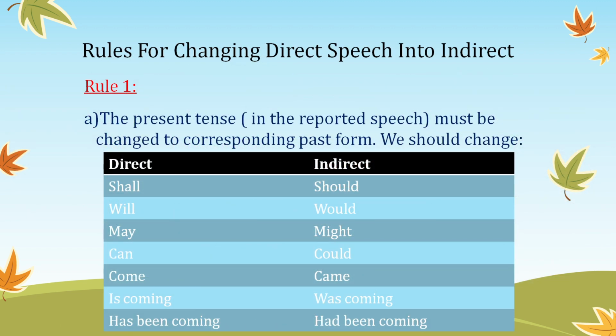There are certain rules that have to be followed while changing direct speech into indirect. Let's take these rules one by one. Rule 1, part A. The present tense in the reported speech must be changed to the corresponding past form. Okay, present tense should be changed into past form. We are making changes in the reported speech. So we should change shall into should, will into would, may into might, can into could, come into came, is coming into was coming, has been coming into had been coming.